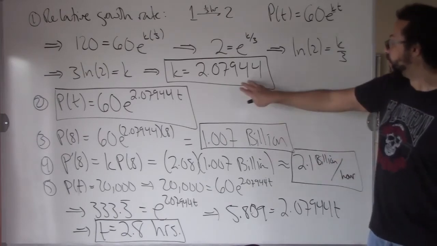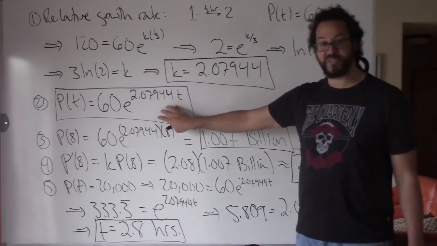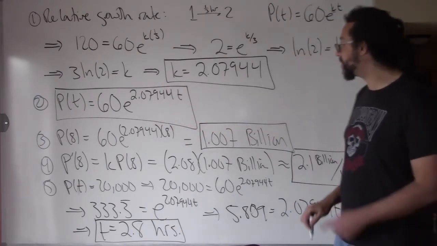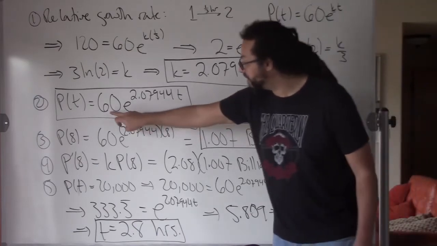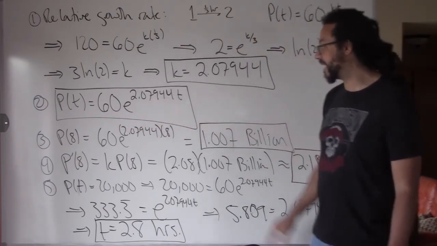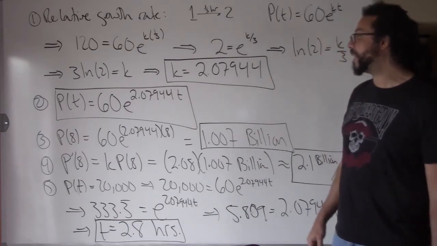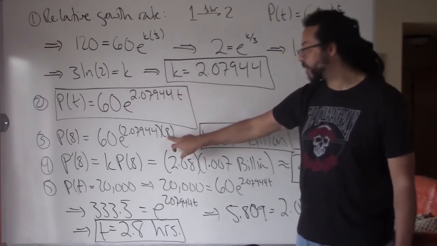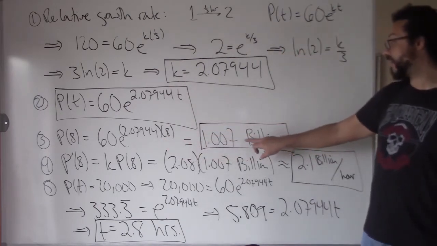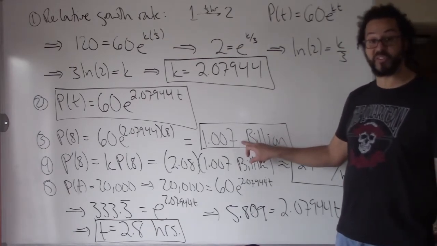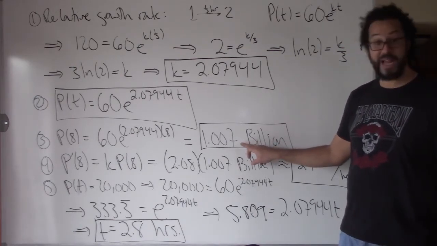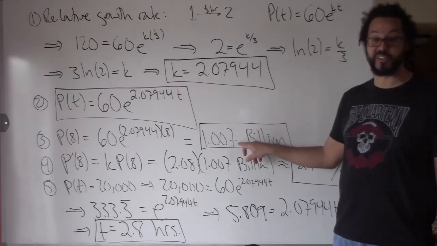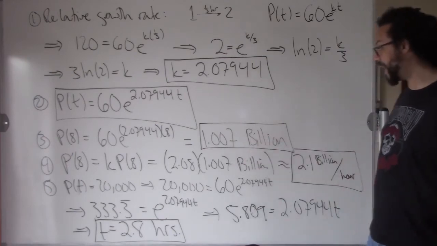2.07944. So now you can take this thing in item 2, we wanted to find an expression for how many cells we will have after t hours. Well, we've got everything we need. We've got the initial amount and we've got the growth constant k. So here's the model. How many cells will be present after 8 hours? Just plug 8 into this thing, everywhere you see a t, punch it up on a calculator, and you get 1.007 billion after 8 hours, right? So we started with 60, and then we explode up to 1.007 billion after 8 hours.